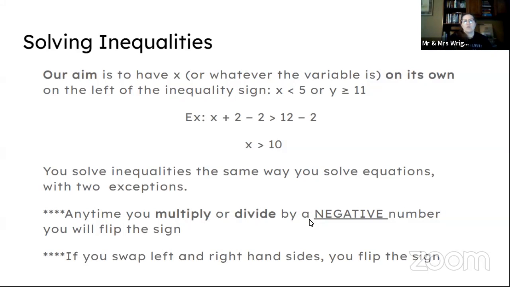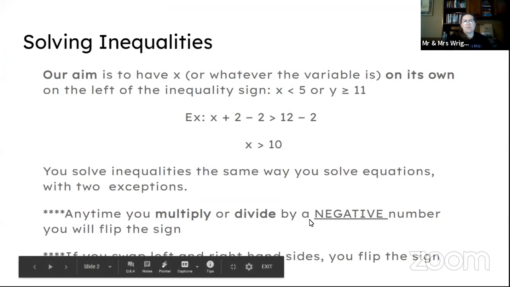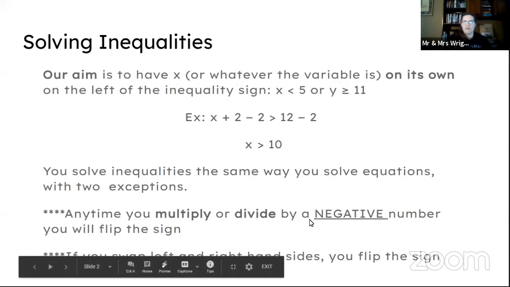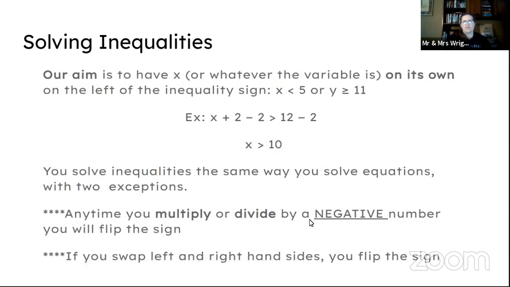When you do that, there are some rules you have to follow. If you are ever going to multiply or divide by a negative number, you have to flip your sign. So instead of greater than, it would flip over and become less than if you divide or multiply by a negative number.